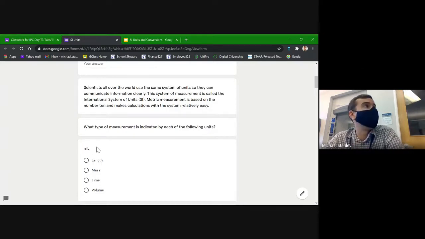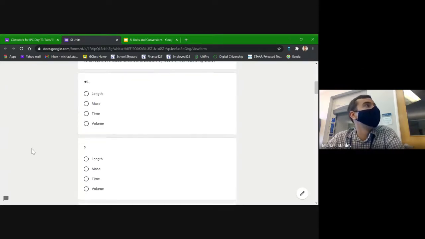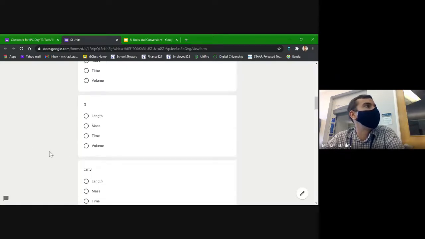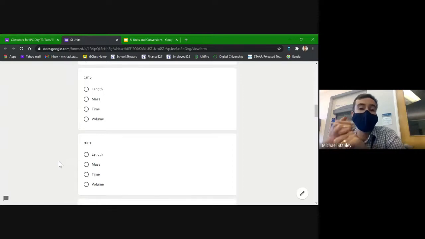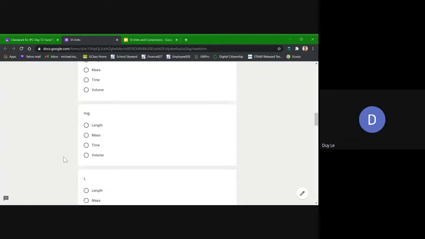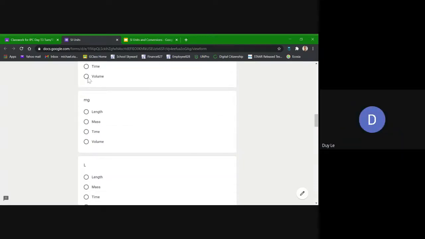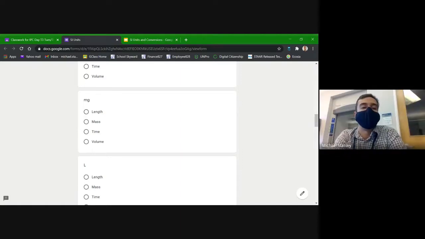So for each one of these measurements, mL, s, km, g, cm3, mm, I want you to tell me, is this a length measurement, a mass measurement, a time, or a volume measurement? Oh, thank you for explaining. If you didn't give me that, I wouldn't know that s is time. Yeah, that's why I figured I'd bring it up, one thing that we didn't really talk about specifically in the notes.